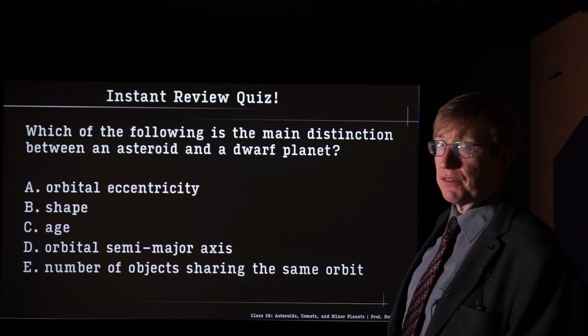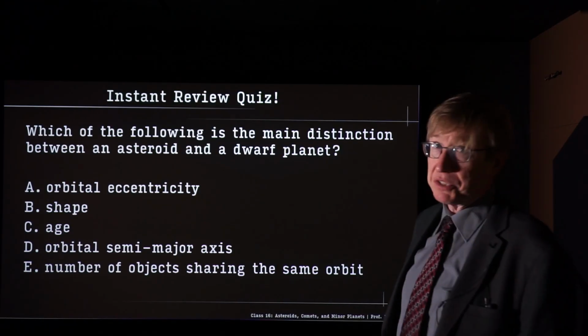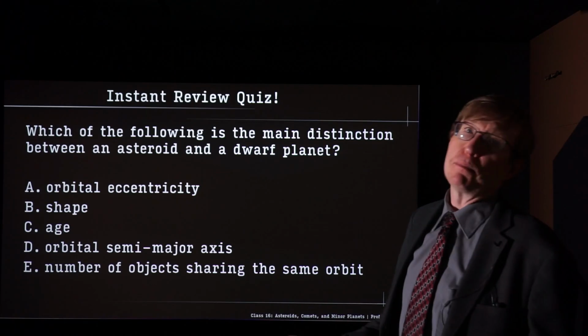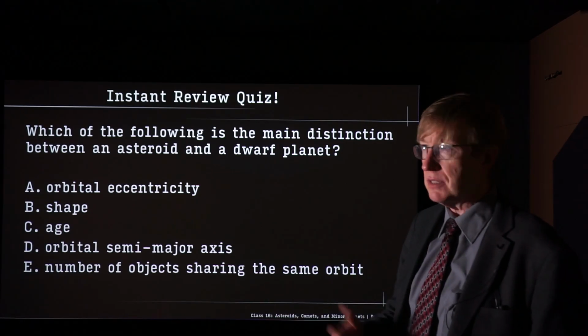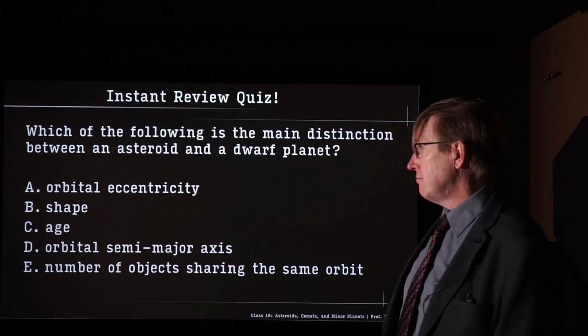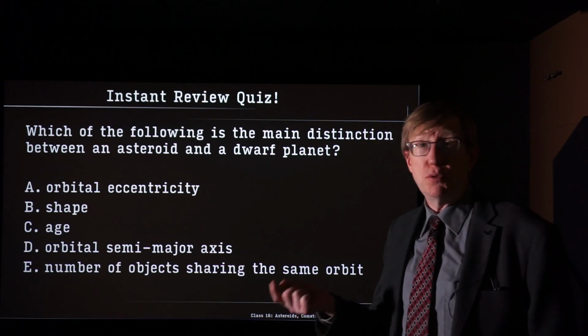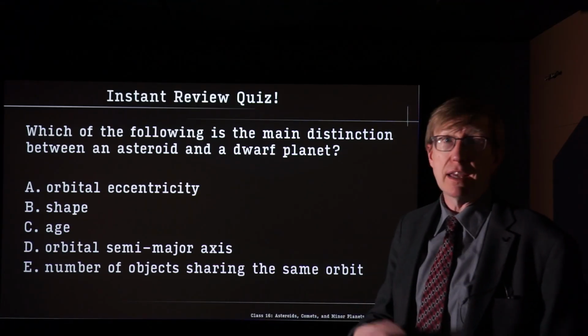Age doesn't make a difference. They're probably very similar ages. Orbital semi-major axis, well, they're different between Vesta and Ceres, but that doesn't really matter. You can have asteroids that are further away than Ceres and closer than Ceres and vice versa. It doesn't really matter. Number of objects sharing the same orbit? Nope. That might be a difference between a dwarf planet and a planet, but it's not the difference between a dwarf planet and an asteroid.